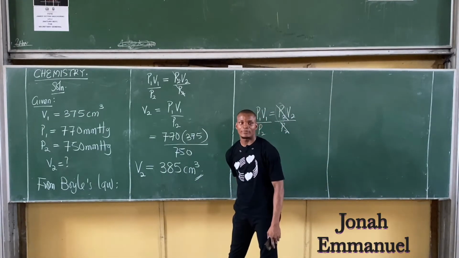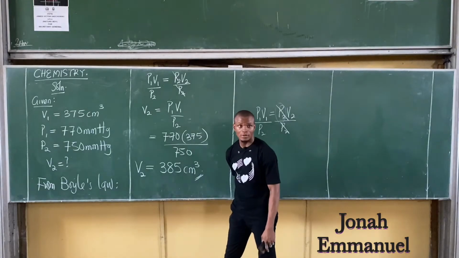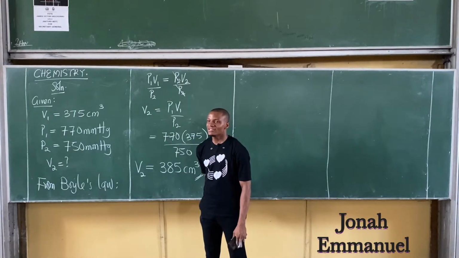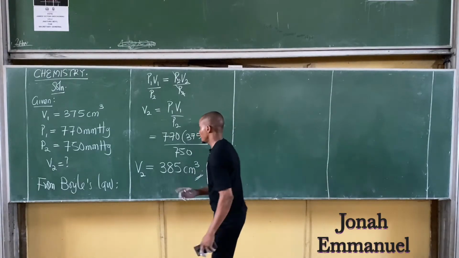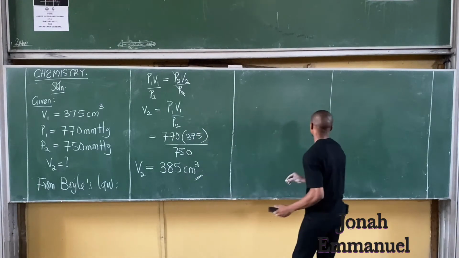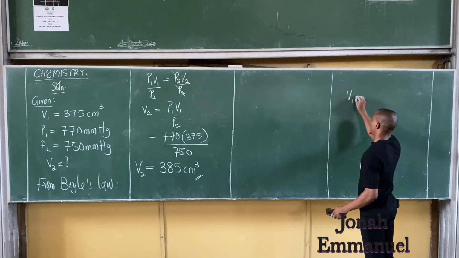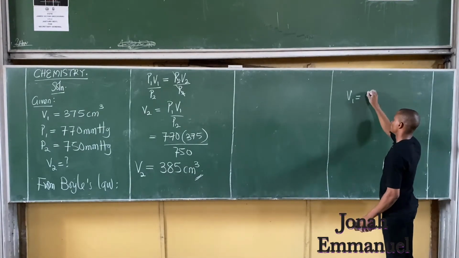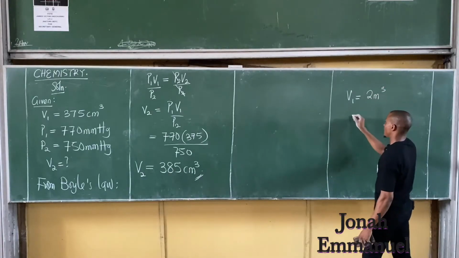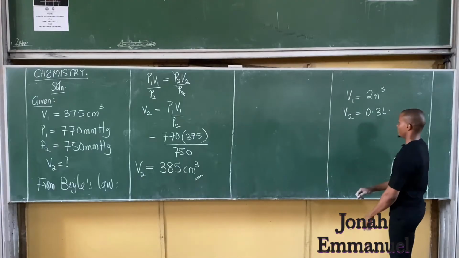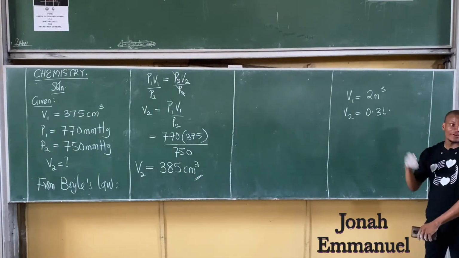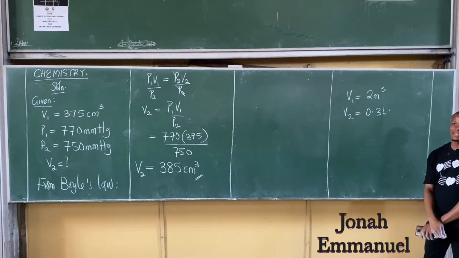It's not like a mathematical approach. Let's say you want to convert. What do you do? Look up, very fast. Let's say they gave me V1 as 2 meter cube, and V2 as 0.3 meters cube. Now two different volumes. I want to convert. What do I do? How do you convert?